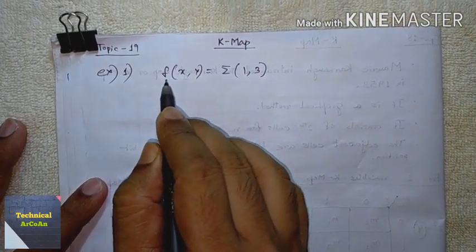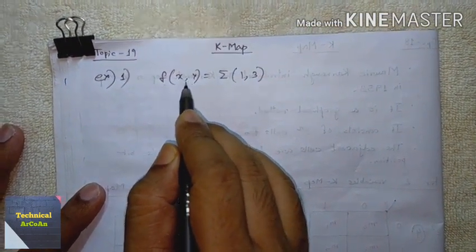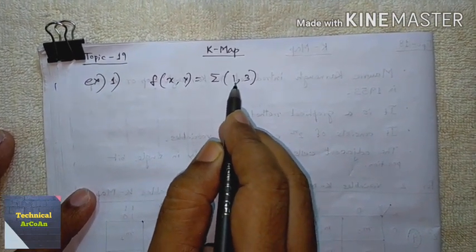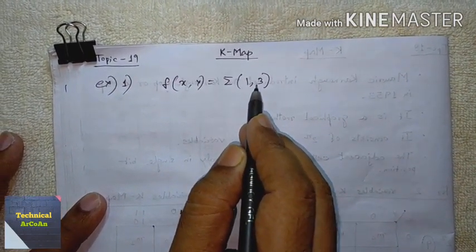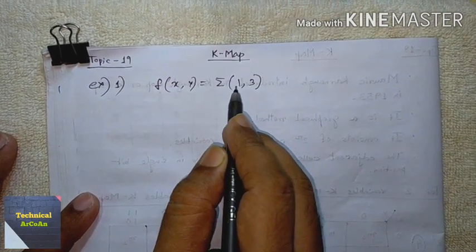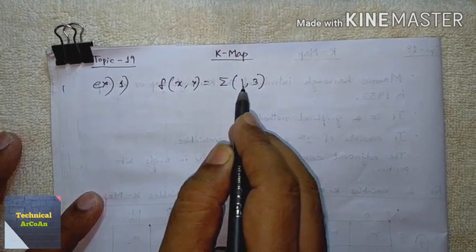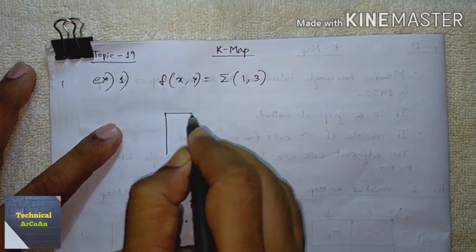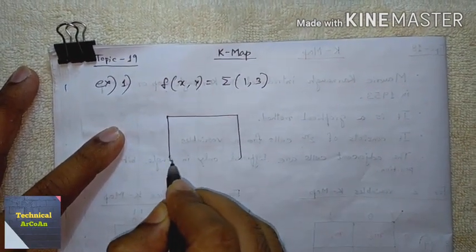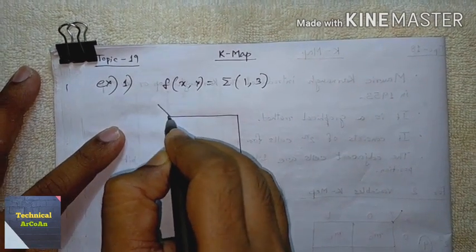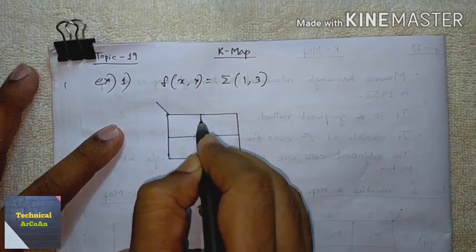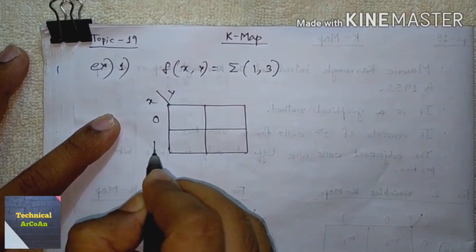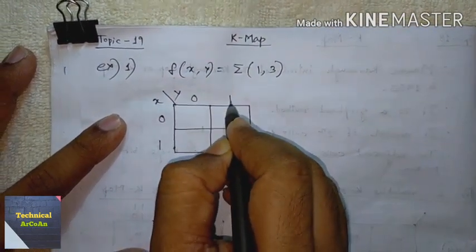The function has two variables, x comma y, and the min terms given are at positions m1 and m3. We don't need to write the m, just 1 comma 3. So first we draw the Carnot map for these two variables. This is x, this is y. The values for x are 0, 1, and y also 0 and 1.